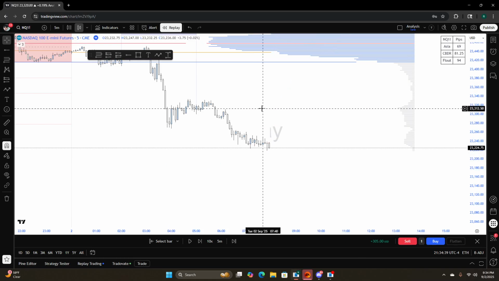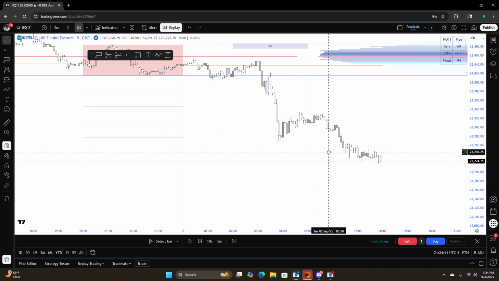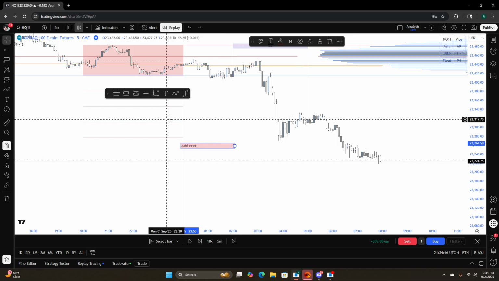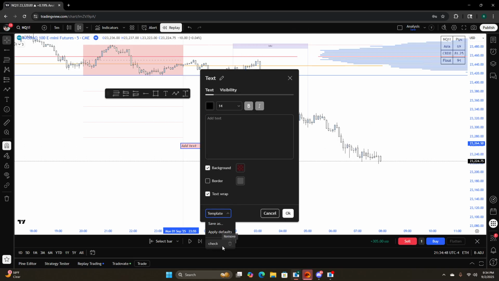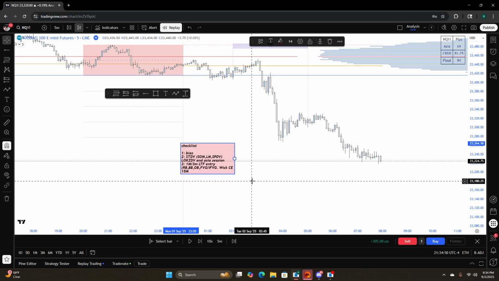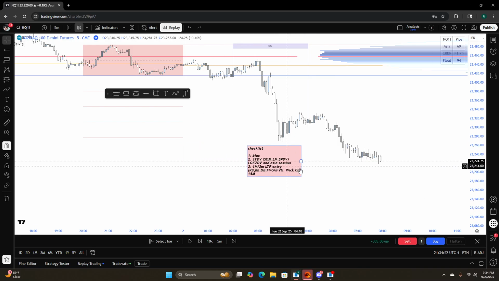I see it before 9:30 all the time. I see it before 10 a.m. Really good entry model. But I'm going to show you guys kind of how I just get into my day too. Yeah, I have a little checklist.